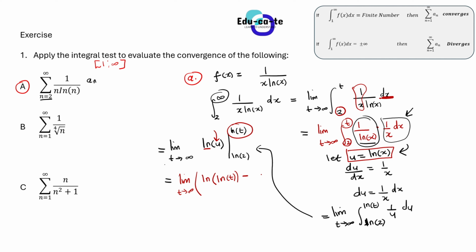And then minus ln again. Where there is u, you are going to substitute the lower bound, which is ln 2. So this is going to be ln(ln 2) in this way. And then after doing that, now you evaluate.